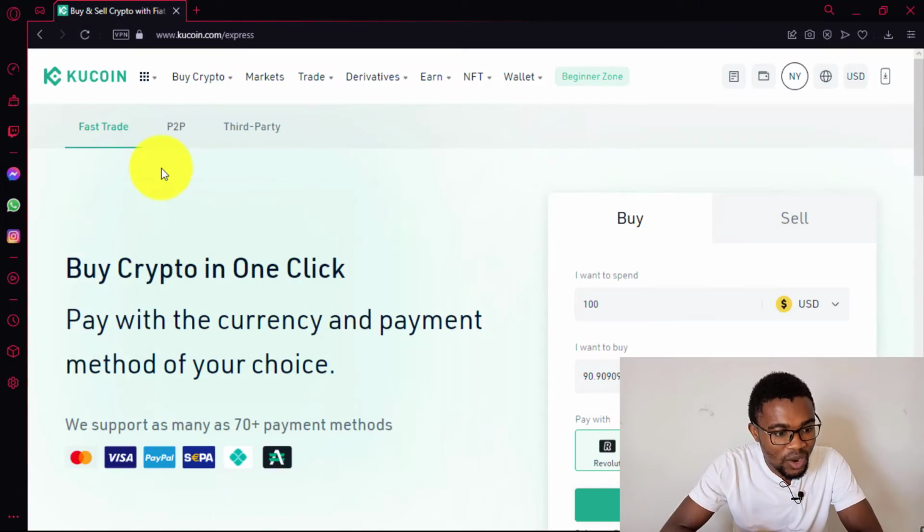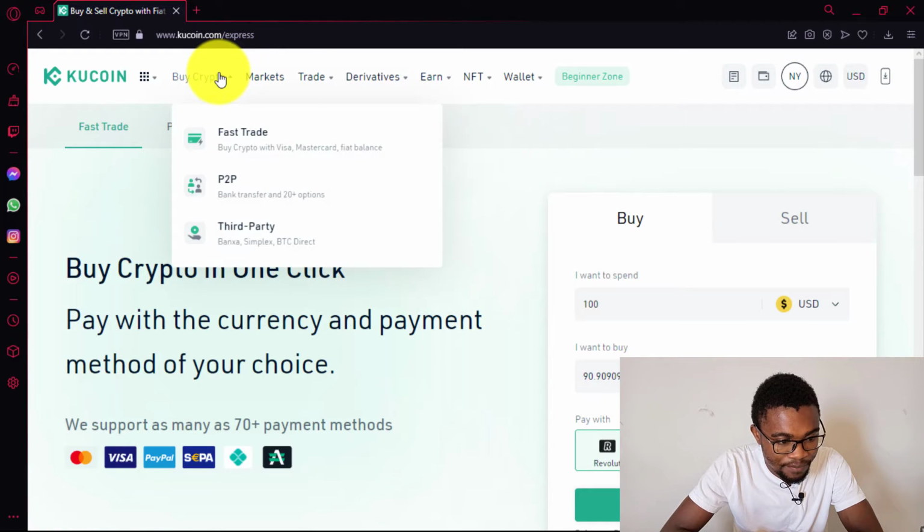I want to show you one more method that you can use to deposit money into your Kucoin account. This is probably the easiest and the simplest way to deposit money to your Kucoin account as a beginner. So to do that, all you need to do is to come over where it says buy crypto and press on P2P.